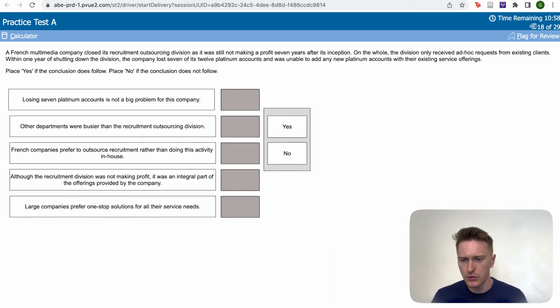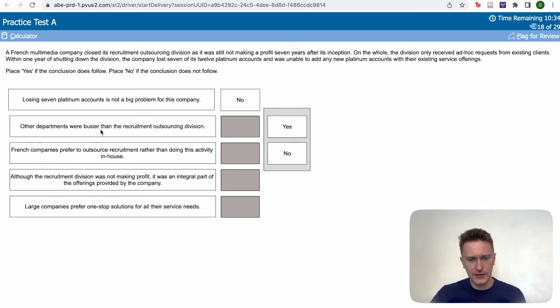On the whole, the division received ad hoc questions. Okay, within 1 year of shutting down the division, the company lost 7. Okay, so basically it didn't make any profit, but they shut it down and then the company got screwed basically, and lost a lot of its accounts. Fine. Losing 7 platinum accounts is not a big problem. We don't know how big a problem it is, but the gist of it is that it was a big problem.